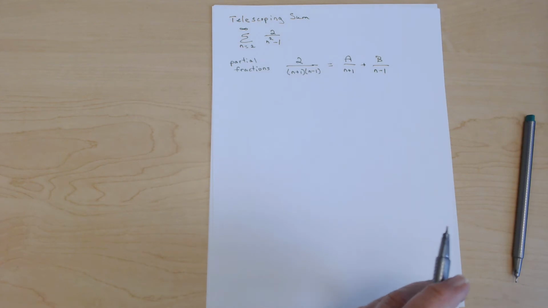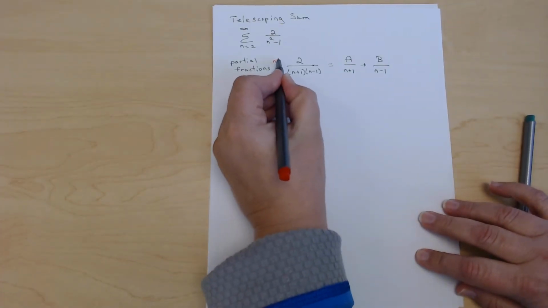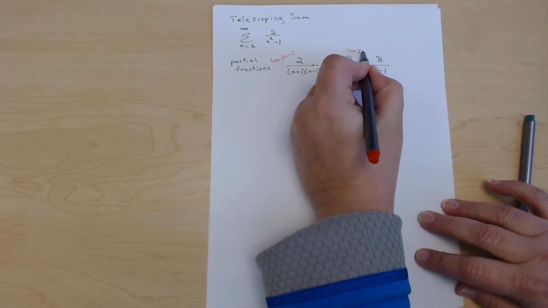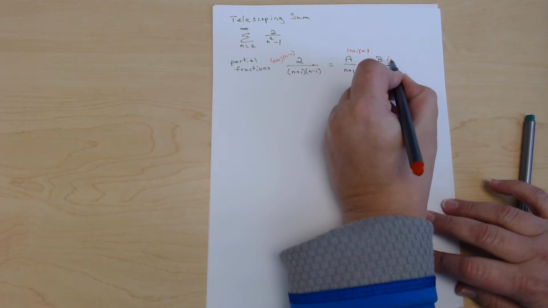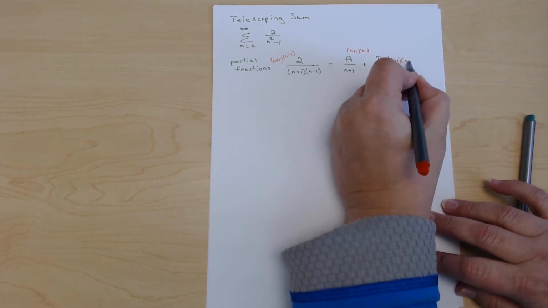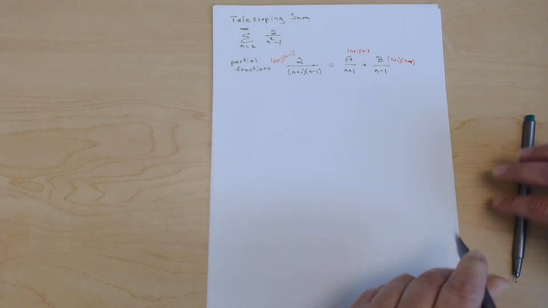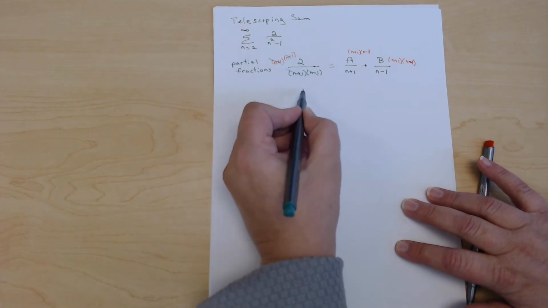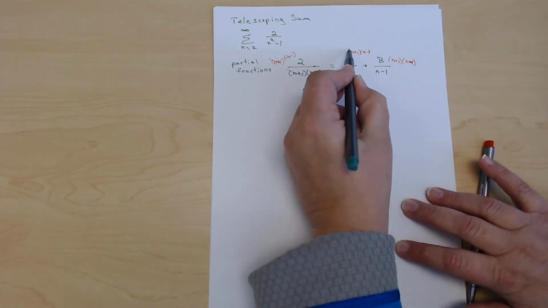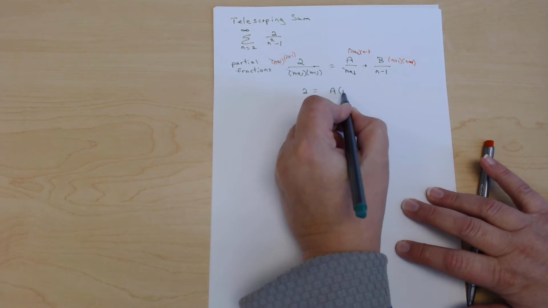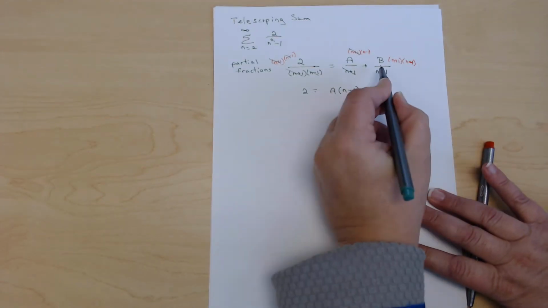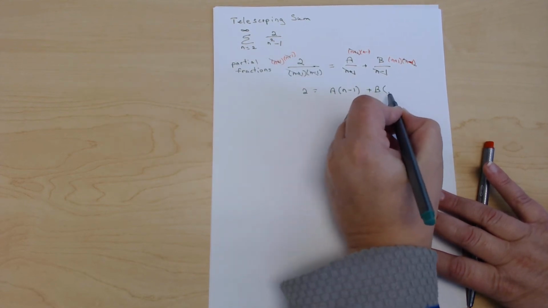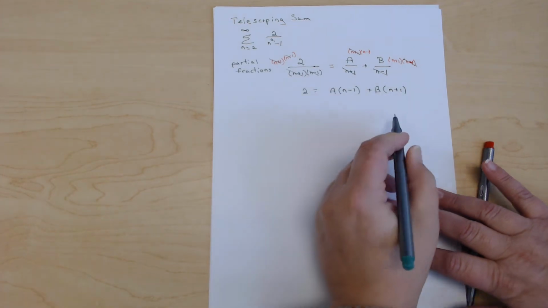So we're going to multiply everything by n plus 1 and n minus 1. So what happens here? Both cancel, right? All that cancels, so we get 2 equals, the n plus 1 cancels here, so we have a times n minus 1. I kind of messed up here. This is n minus 1, right? So we have plus b times n plus 1.